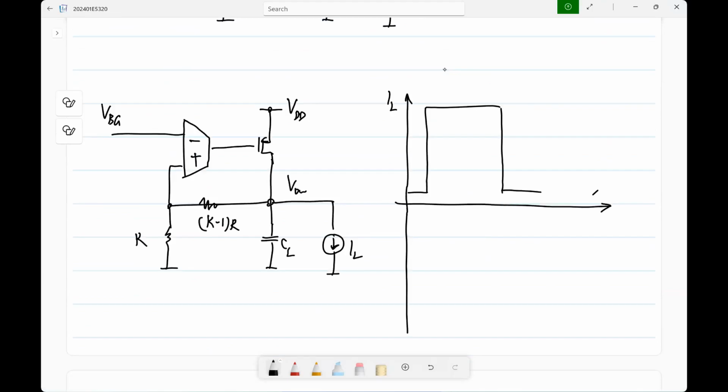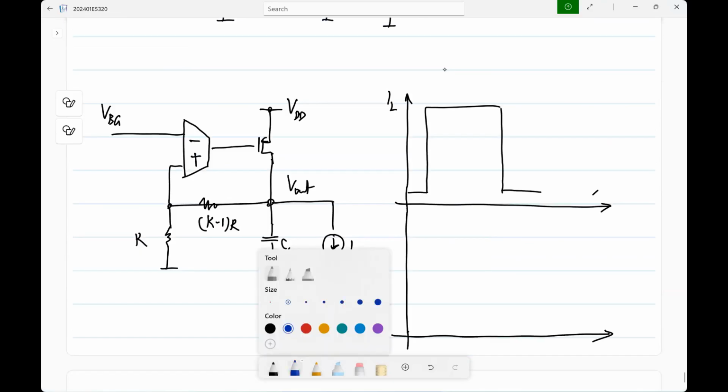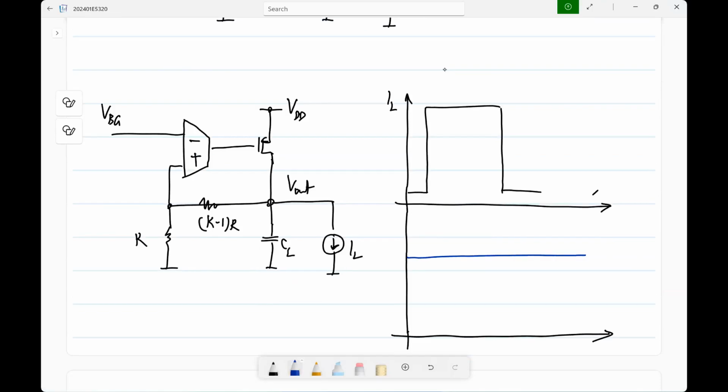And if you look at V out, ideally it should be at K times VBG. So what do you think happens if IL is stepped up and stepped down like this? What happens if IL is stepped up? What happens to the output voltage? What do you expect? Will it go down, go up, not do anything? Down. I mean, that's what you expect, right? If you draw a current, it will go down.